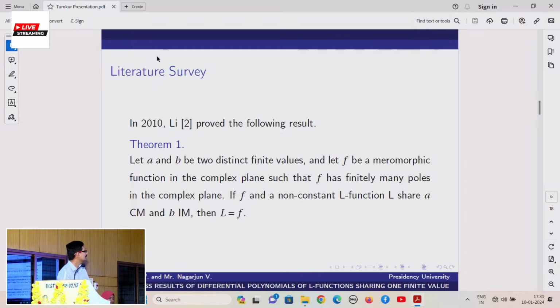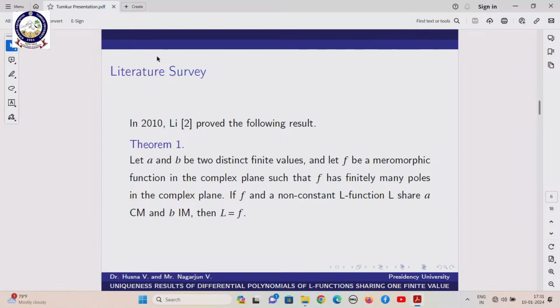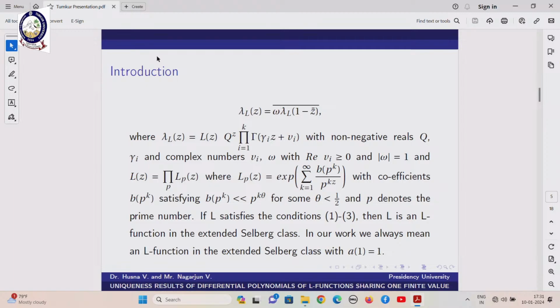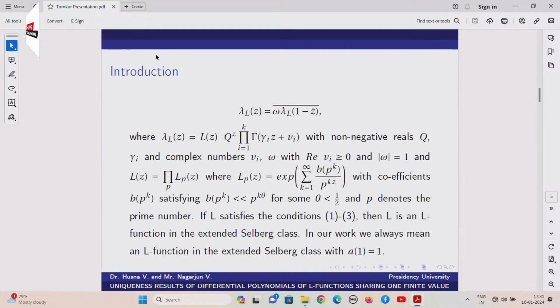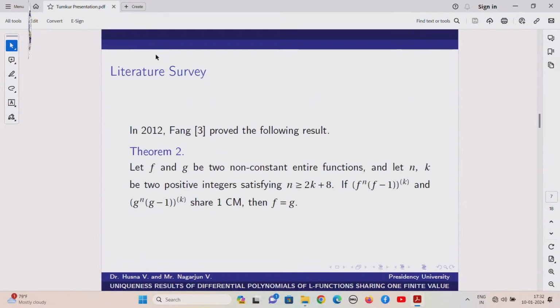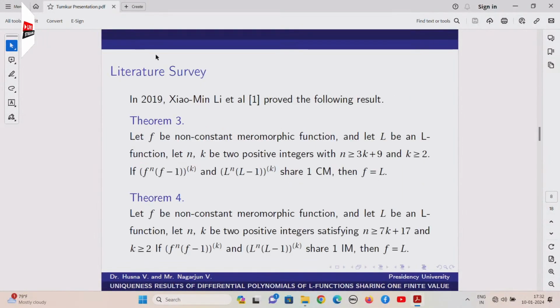In 2019, Xiaomin Li et al. proved the following result. Here, instead of f minus 1, they have taken the value of n greater than 3k plus 9, with k greater than 2. If f power n times f minus 1, kth derivative, and L power n times L minus 1, kth derivative, share 1 CM, then f equals L. In Theorem 4, instead of sharing 1 CM, they have considered 1 IM.